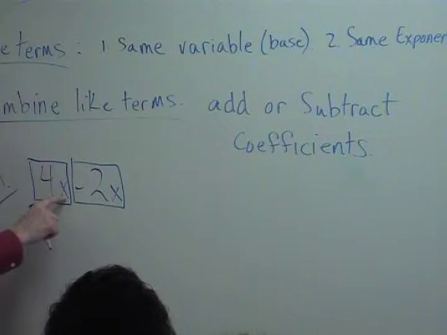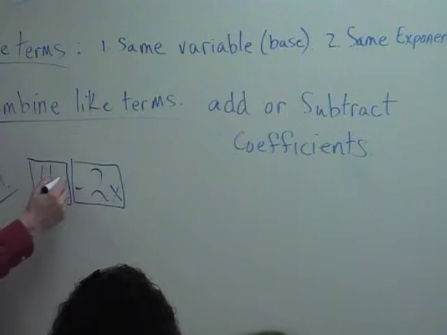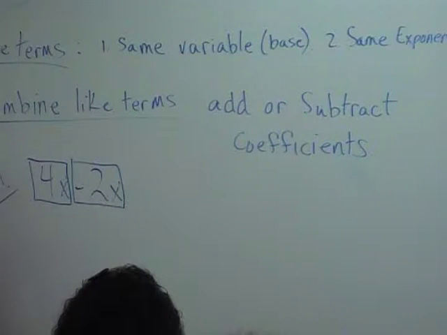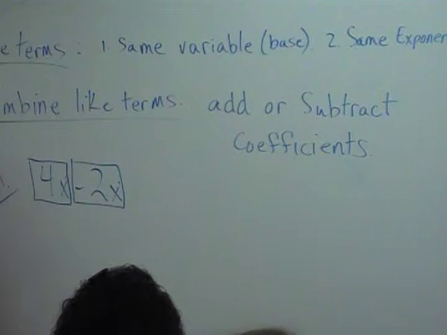Now, the base is the x. They both have x's. And the exponent on the x is a 1. We don't need to write those. It's understood that it's a 1. So they are like terms based on our definition. Same exponent, same base. So how do we combine them? We add or subtract the coefficients. Well, we have a positive 4 and a negative 2. What's 4 and negative 2? 2.